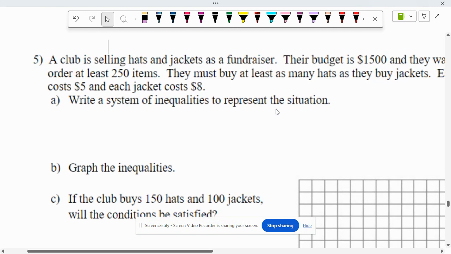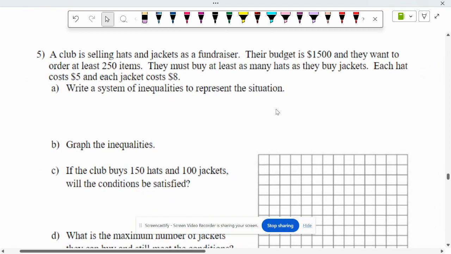I need someone to read this because my throat is really sore. I need a reader, volunteer. You're awesome, Justice. Go ahead.